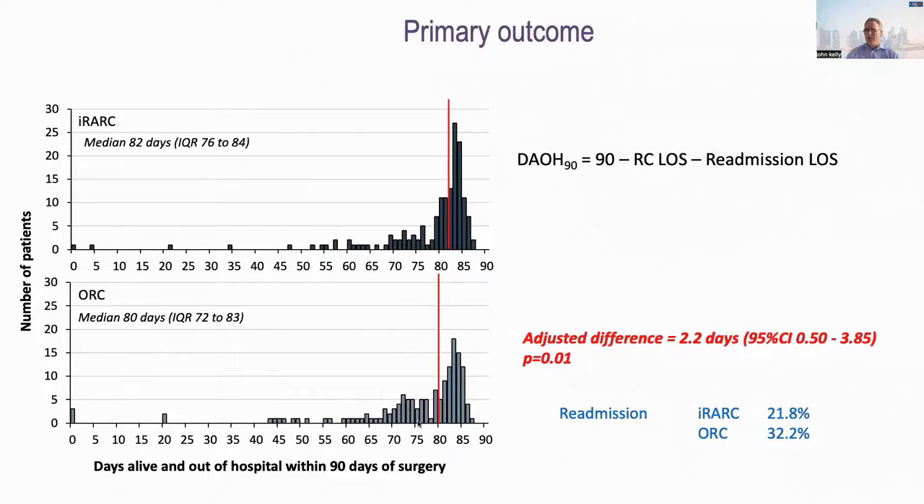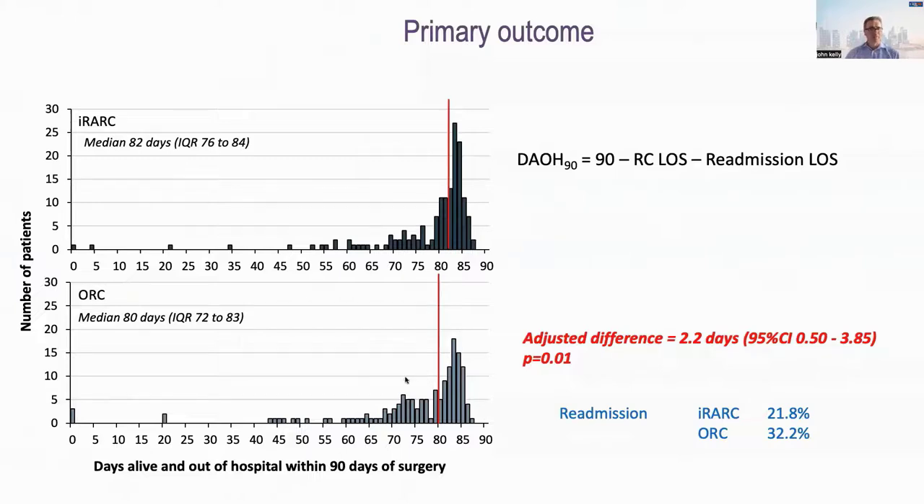So we can see that in the days alive and out of hospital, there are more days alive and out of hospital for patients who received intracorporeal robotic radical cystectomy compared to open radical cystectomy. And this adjusted difference was equivalent to 2.2 days. If we reduce length of stay by this amount, it means that things have lined up which equate to a quality delivery of service. And this is quite significant and clinically impactful.